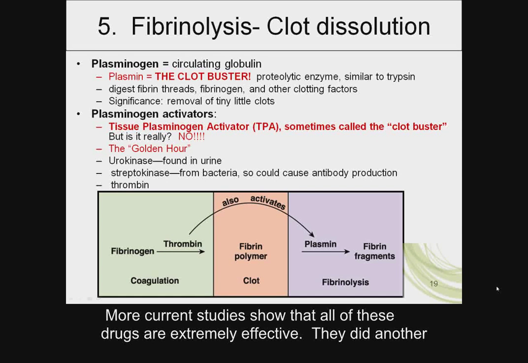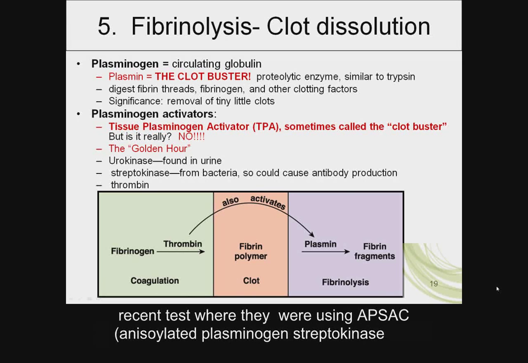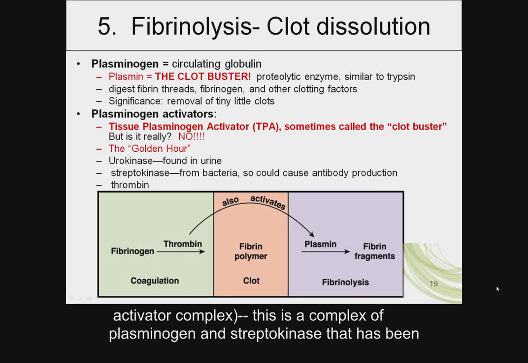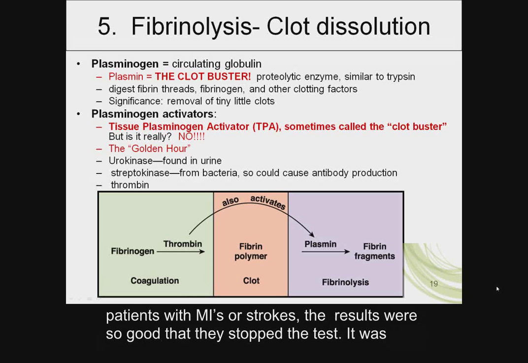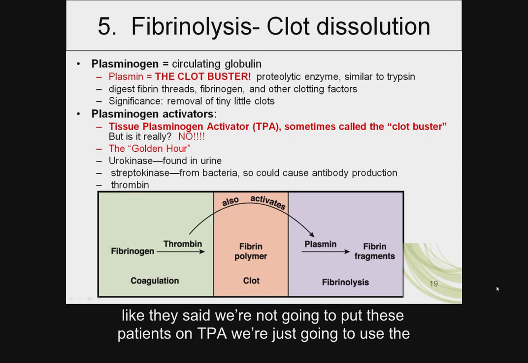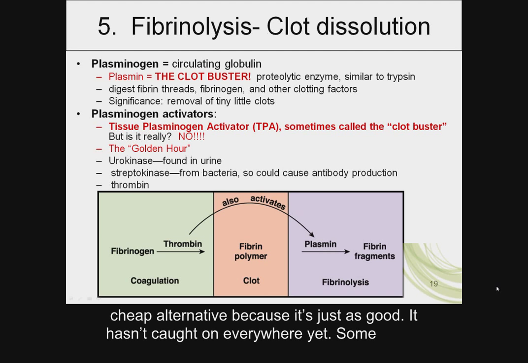Another recent test, they were using APSAC, or anisoylated plasminogen streptokinase activator complex. This is a complex of plasminogen and streptokinase that has been acylated to protect the enzyme's active site. In a study where they were comparing TPA or APSAC in patients with MIs or strokes, the results were so good for the APSAC that they stopped the test. It was like they said, we're not going to put these patients on TPA. We're just going to use the cheap alternative because it's just as good.